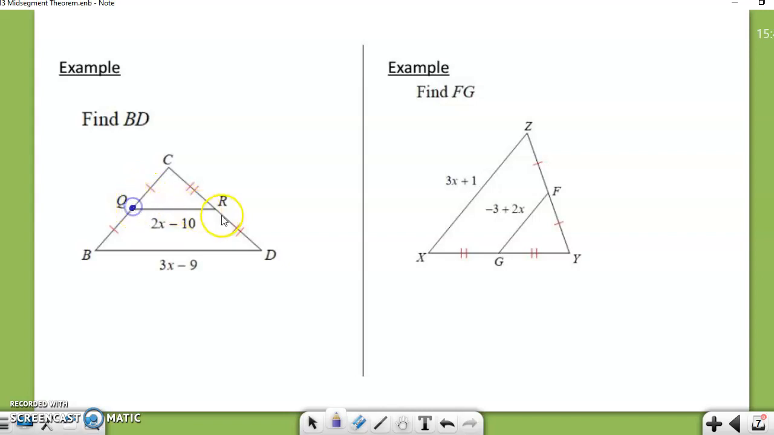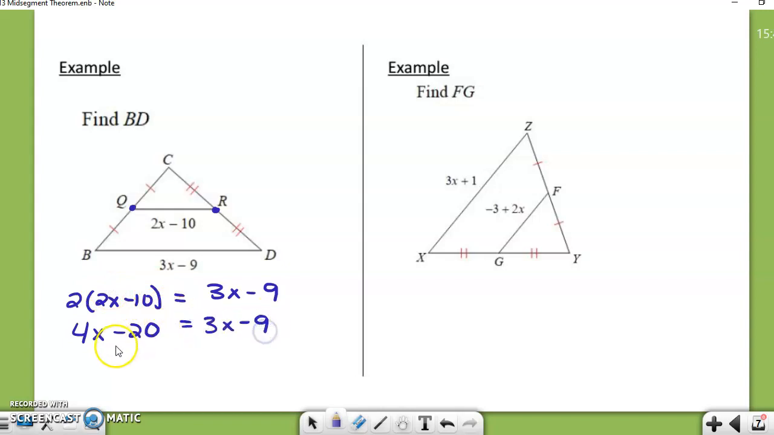Okay, 2 more examples. Just ramping up the algebra a little bit more. Once again, look at the notation. I have a mid-segment. So 2 times my mid-segment equals the length of the side of the triangle that it doesn't touch, that it's going to be parallel to. Do not forget to distribute. Subtract 3x from both sides. Add 20 to both sides. And x equals 11.